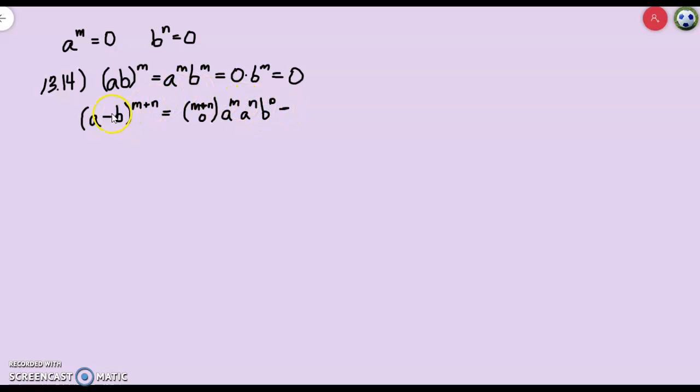And then because we have a minus here, we're going to alternate signs. This would be m plus n choose 1. I'm going to keep that a to the m. So the powers of a are slowly going to go down one by one, and the powers of b are going to go up by 1 each time. So this is going to be a to the m, a to the n minus 2, b squared, and so on. So this is going to continue.